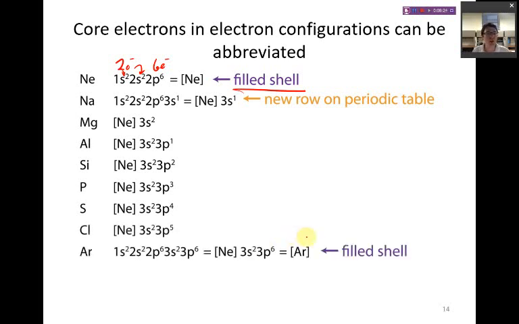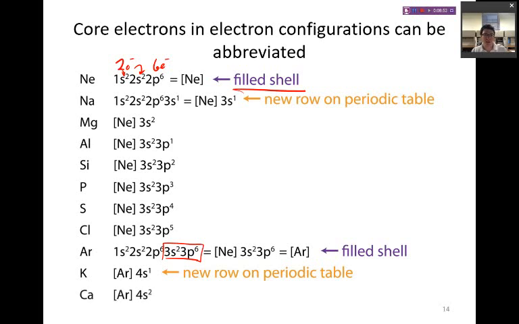Once we get to a new shell and we completely fill the shell, that becomes part of our new core. And so argon, which would have neon 3s2, 3p6, we can just write as argon. And so then when we start a new row on the periodic table, we would use argon as our new core. And so you want to be familiar with and able to use both the abbreviated and the extended electron configurations.